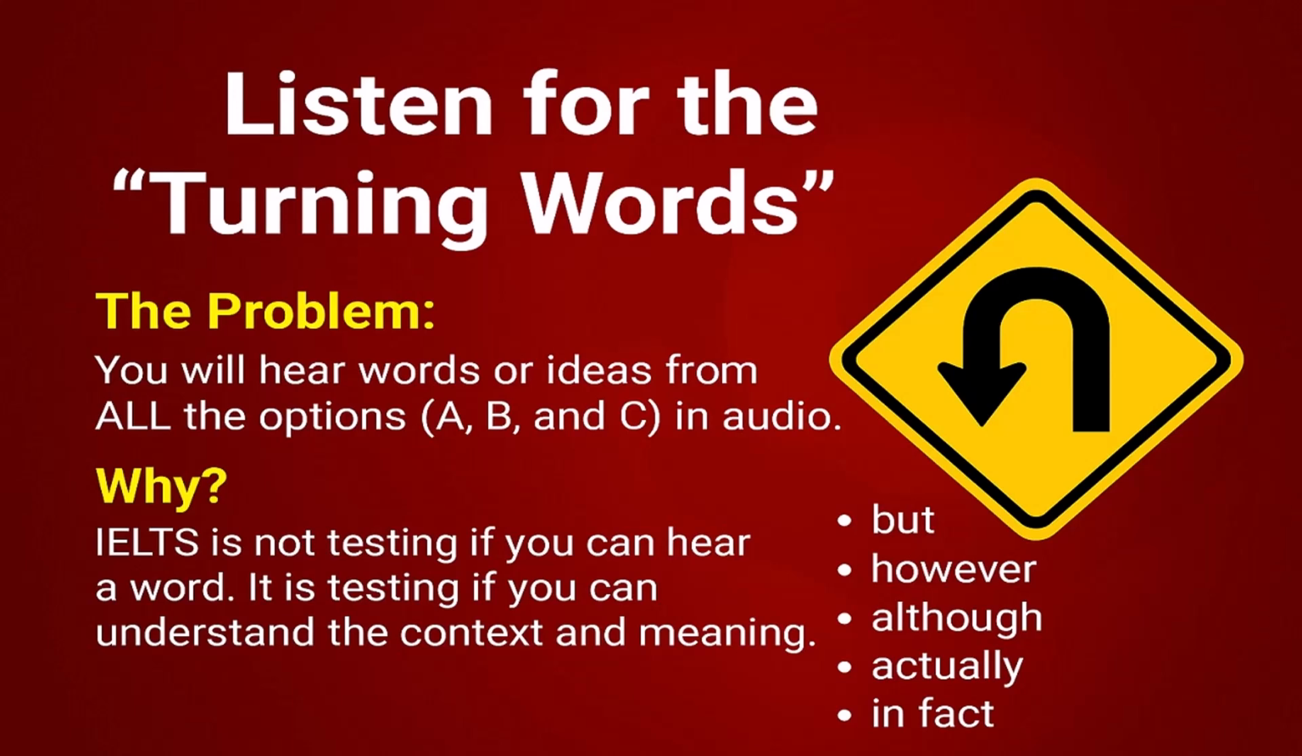Speakers will often mention a distractor option and then use a word like but or however to pivot to the correct answer. For example, they might say, "We were initially going to hold the event in the library," there's distractor A, "but we decided the main hall would be better for acoustics." There's the correct answer, B. These turning words are your golden key. When you hear one, listen very carefully because the real answer is almost always about to follow.